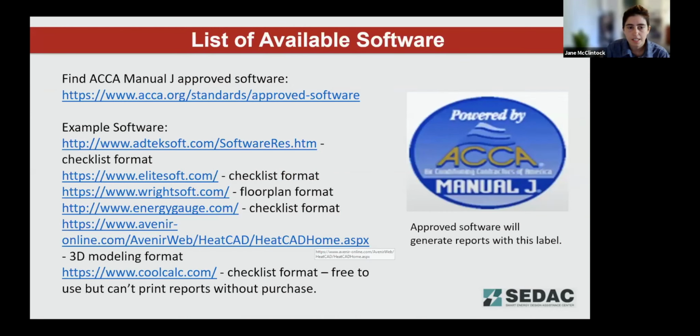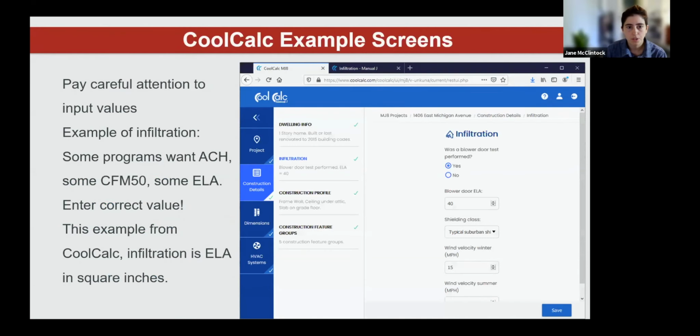So here again is that list of available software. And you can find this full list on the ACCA website. So these are going to be directly approved by IECC. And we'll talk a little bit about this last one on the list here, this Cool Calc, which is not intended to be an endorsement, just because it's easy to access, it's free to use. You will have to purchase it to print your reports for your code official, but it's free to use. So if you're interested in trying out a Manual J, trying out software, that's a good one to check out. So we'll talk a bit about it.